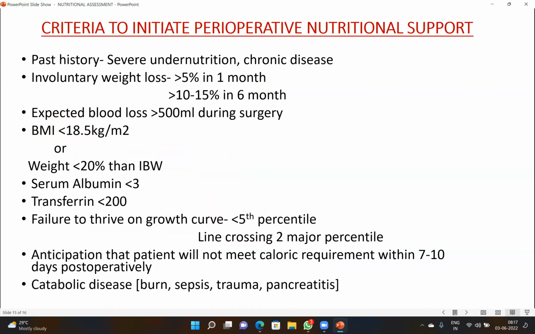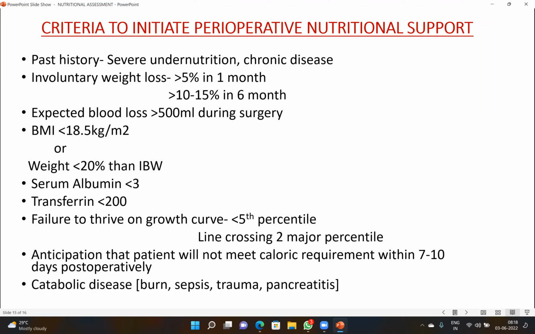Criteria to initiate perioperative nutritional support. If the patient has a past history of severe undernutrition or chronic disease, weight loss of more than 5% in 1 month, or more than 10 to 15% in the last 3 to 6 months, if we are expecting a blood loss of more than 500 ml during surgery, BMI less than 18.5, or the patient's weight is less than 20% of the ideal body weight, serum albumin level less than 3, transferrin level less than 200, or on the growth curve there is failure to thrive.